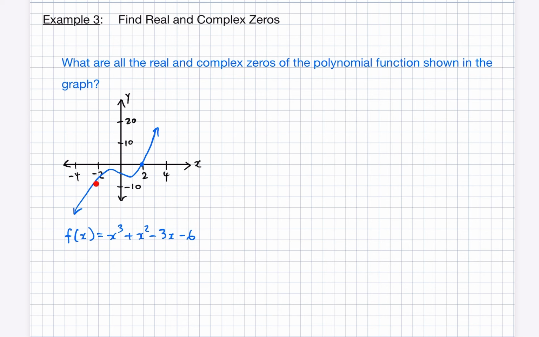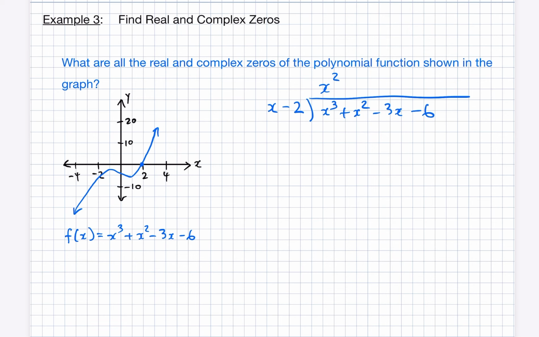And what we see is that this function actually crosses the x-axis at 2. So what that means is part of our factor is going to be x minus 2 because we have the function crossing at 2. So we could take that information and divide that into the function that's given here using long division. So we're going to say that this is x cubed plus x squared minus 3x minus 6.